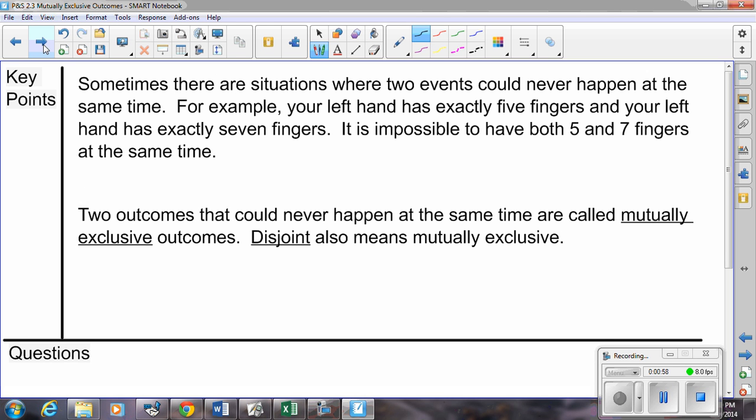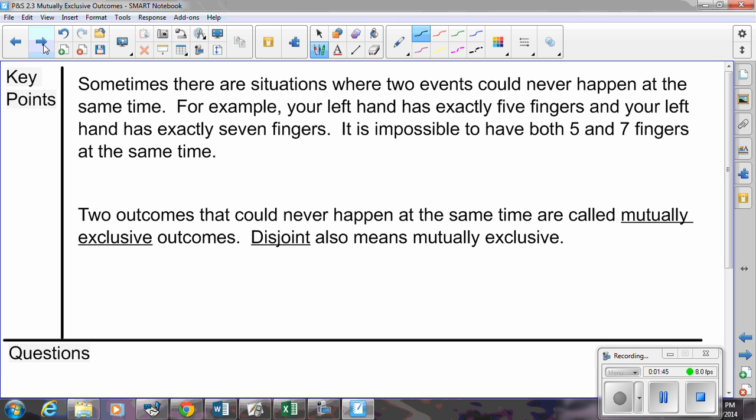Now, the major topic behind mutually exclusive outcomes is the idea that sometimes 2 events could never happen at the same time. The example I picked here is one outcome is you're born with 5 fingers on your left hand. Well, another outcome is that you could have a genetic defect and then have 7 fingers on your left hand. Is it possible to have both exactly 5 and exactly 7 fingers on the same hand at the same time? Of course not. That would be an example of mutually exclusive outcomes. They just can't happen at the same time.